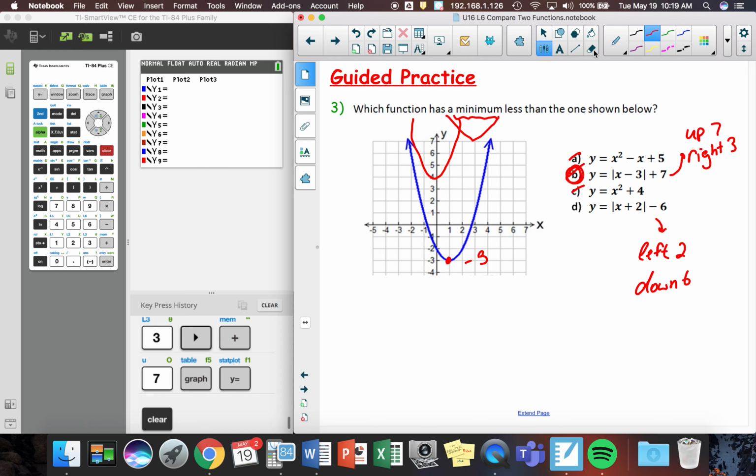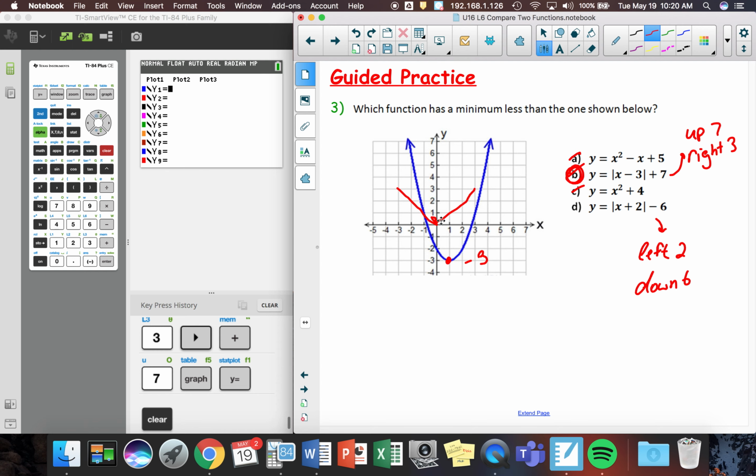Let me get rid of everything else that's here. And I'm going to draw my absolute value function again, to the best of my ability. So I start here, go down, oh boy, and then I go back up.